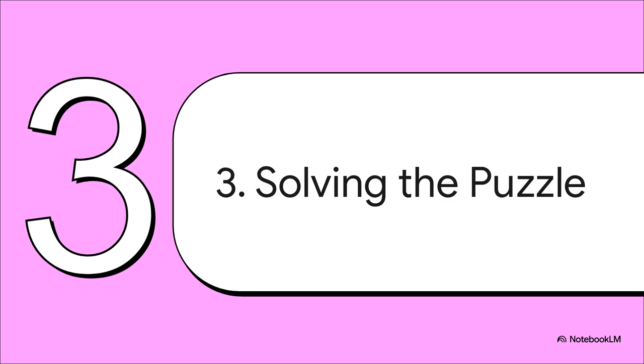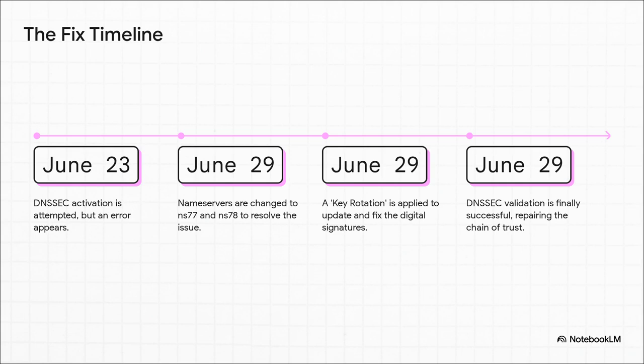So, how do you fix an invisible error like this one? The developer's logs lay out the entire timeline of how this digital puzzle was finally put together and solved. And this was not a quick fix. After that initial failure, the developers spent days troubleshooting. Then on June 29th, they changed the name servers, they performed what's called a key rotation to reset the digital signatures, and finally, late that night, the validation worked. The chain of trust was repaired.